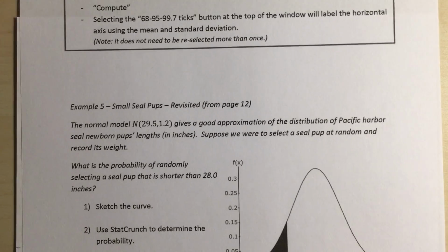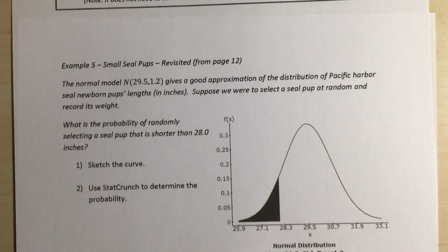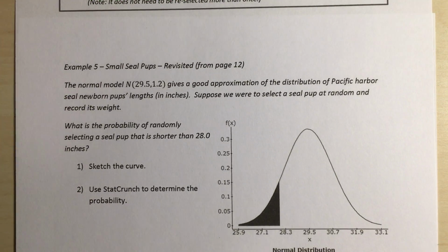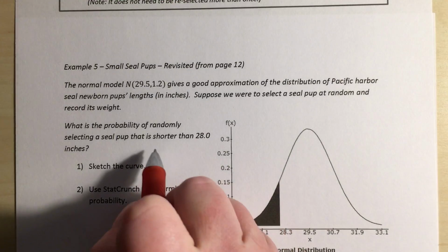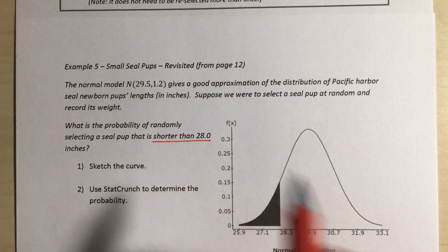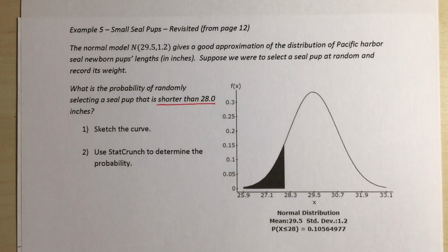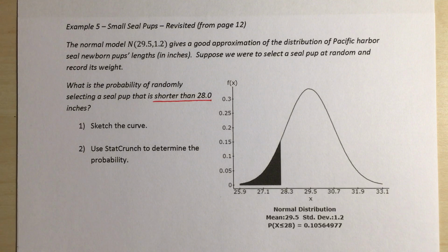All right, so in examples 5 and 6, we are looking at seal pup lengths. In example 5, we were asked about the probability of selecting a seal pup that is shorter than 28.0 inches. What we see here is a nice image of our curve shaded in for us, given to us from StatCrunch. And that comes from going to Stat, selecting our normal calculator, and then notice that underneath here I have a couple of things filled in.